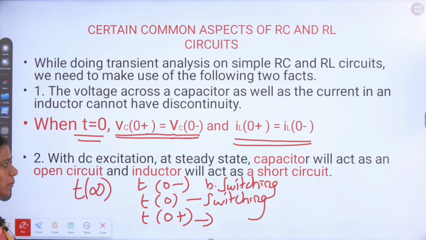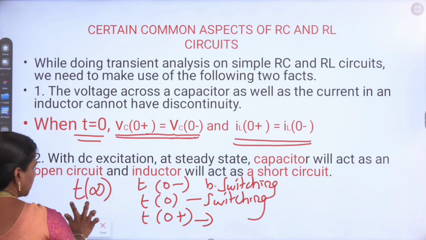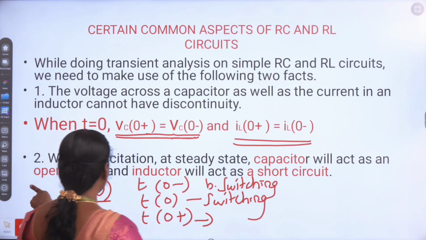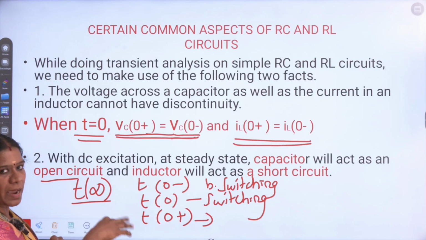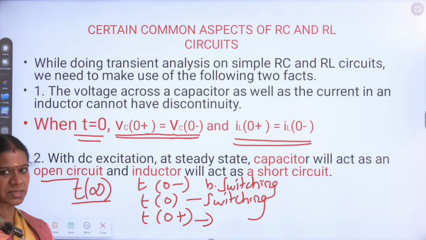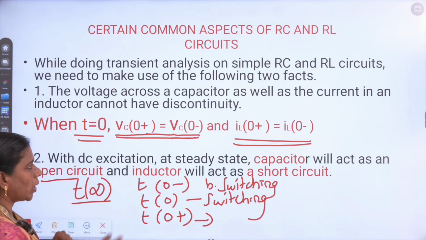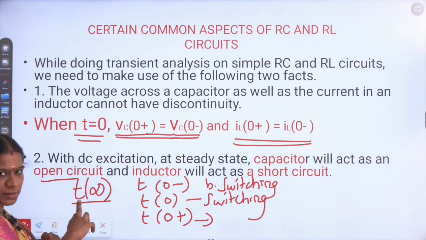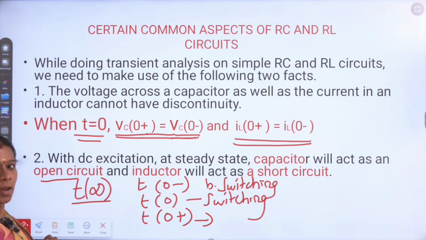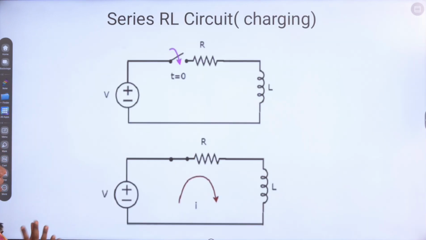And the second very important note: at steady state condition, in case of t of infinity, the capacitor will act as an open circuit and the inductor will act as a short circuit. This is also an important thing. So these are the basic criteria when we are talking about analysis. We have to consider the initial conditions for the capacitor and the inductor, and that the capacitor acts as an open circuit and the inductor acts as a short circuit in the steady state condition.